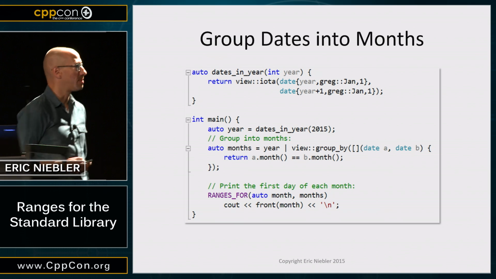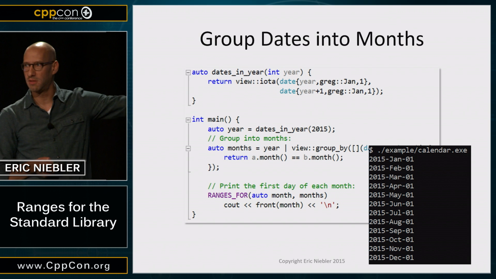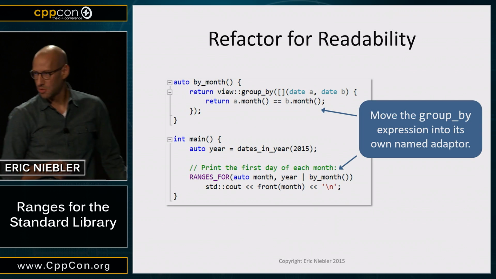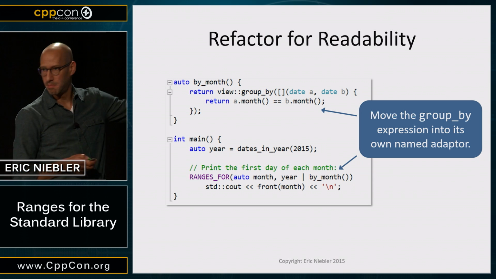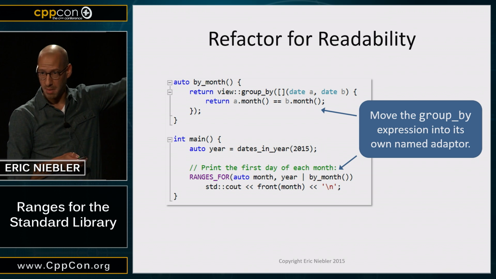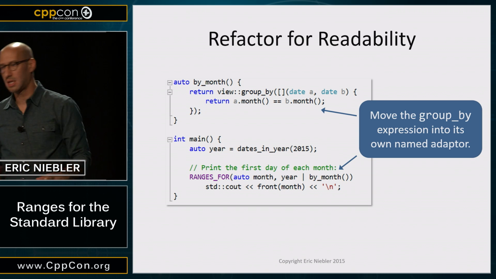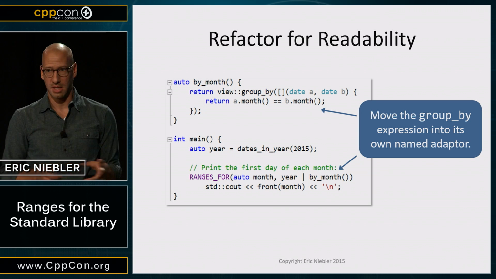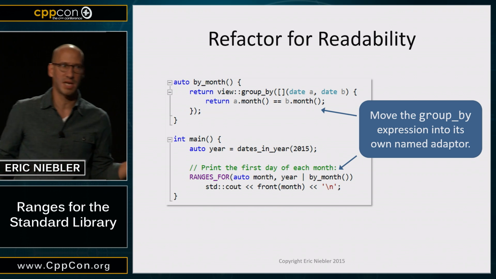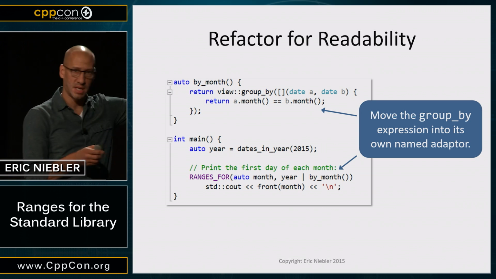So we're just going to clean this code up a little bit. Oh, yeah, here's the output. You get the first day of every month in the year. Okay. So that group by expression, we could just lift it out and move it into a named function. We say by month, and we put our group by expression in there. It changes the usage and cleans it up a little bit. We're going to use this technique quite a lot in this code to make things simpler, to group complicated actions and view adapters, and to give them a name by sticking them in a function.